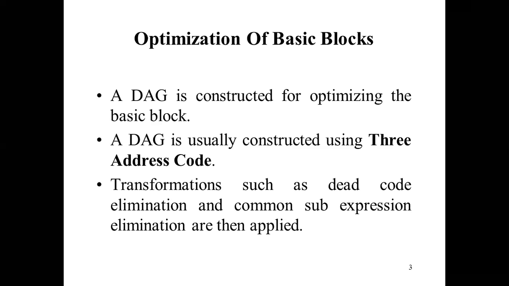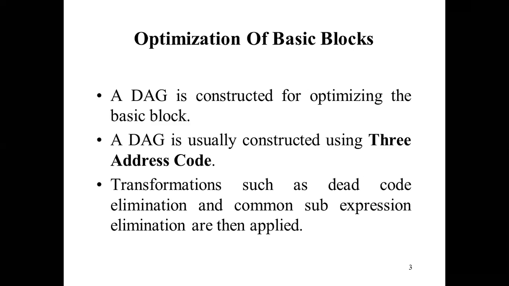Okay, transformations such as dead code elimination. Sometimes you are declaring some identifiers but you are not using those identifiers, or you are changing the identifier with another temporary variable even though there is no need to replace again and again. In this case, in the directed acyclic graph, we optimize, remove the dead code and remove the common sub expression.